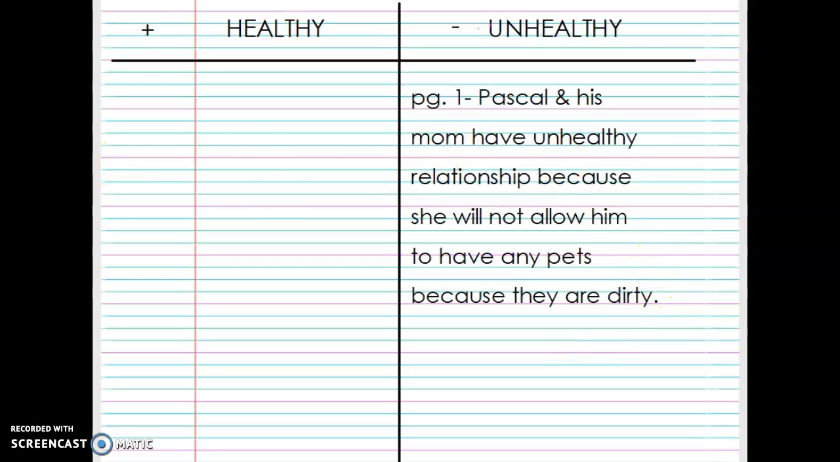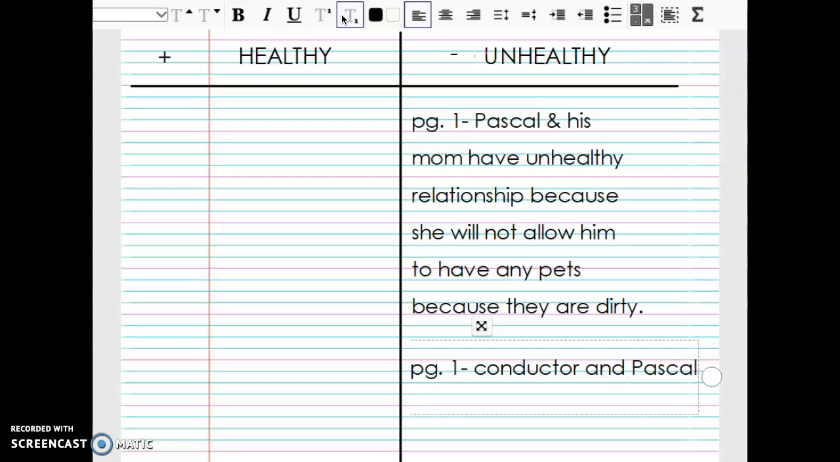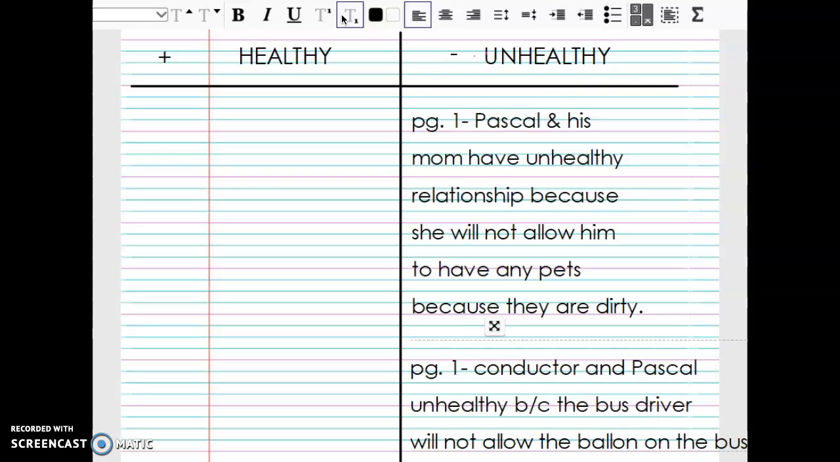So I'm going to go back here. And again, that was also on page 1, so I'm going to label it again, page 1. And I'm going to put the conductor and Pascal, unhealthy, because the bus driver will not allow the balloon on the bus.